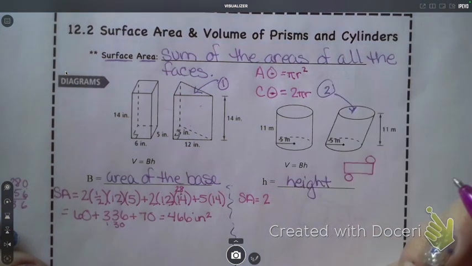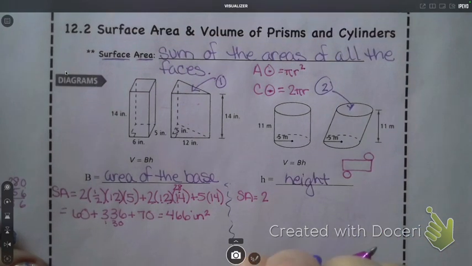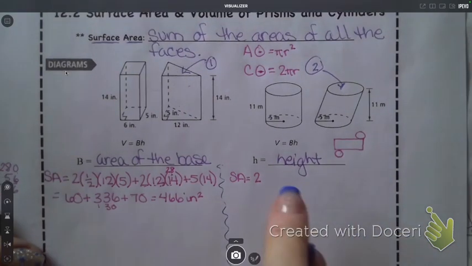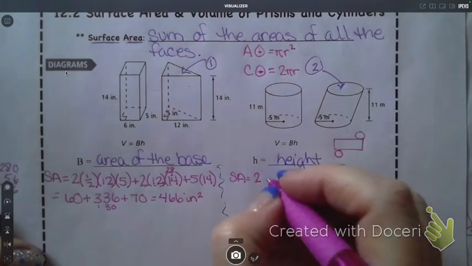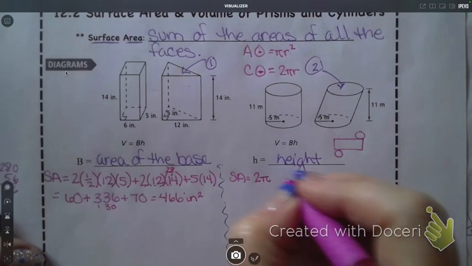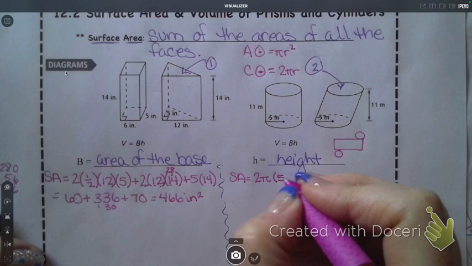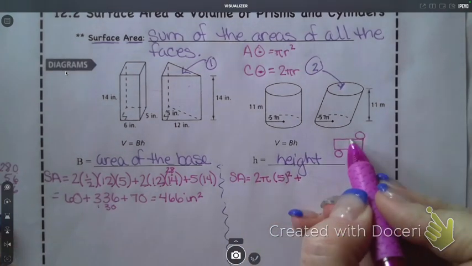Okay, so we have to remember those things. Remember triangles, circles, and rectangles, right? We have to remember? Okay, so 2, because the top and the bottom are the same. Pi, and what's r? 5. 5 squared. Plus, now this rectangle, we need to stop and think.